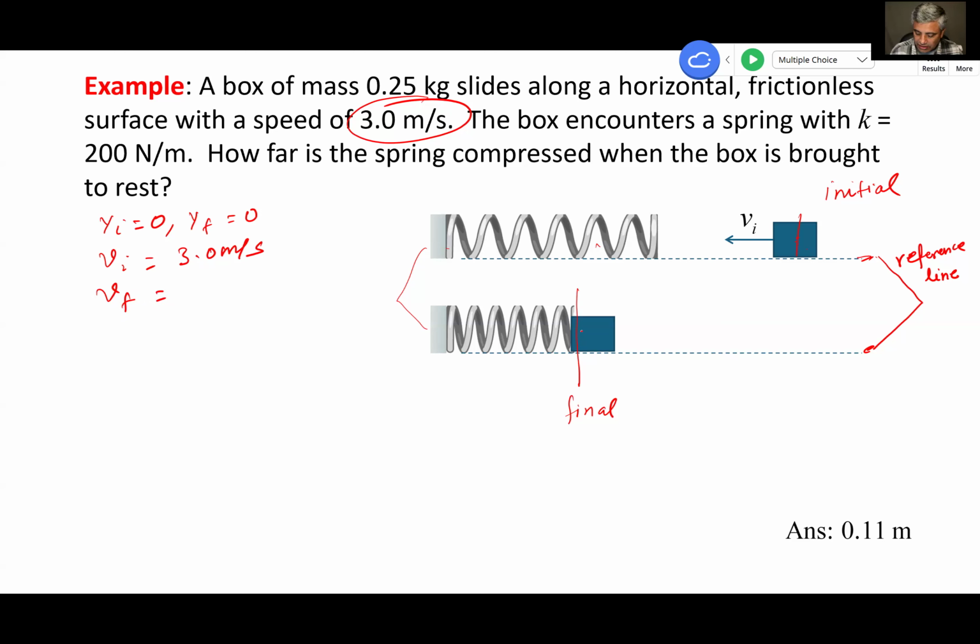Final speed, see here, when it arrives over here, it briefly stops. Just like when we throw something at maximum height, the object stops, right? In the vertical direction, the speed becomes 0. Similarly, in this case, at the maximum compression point, it's like an object thrown in the vertical direction.